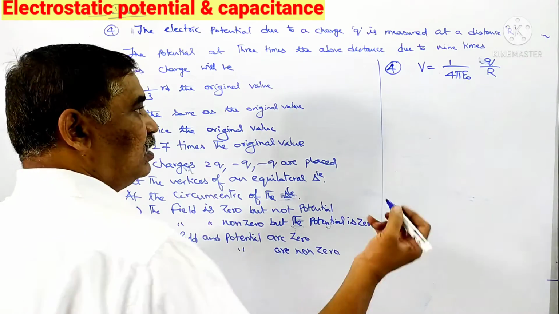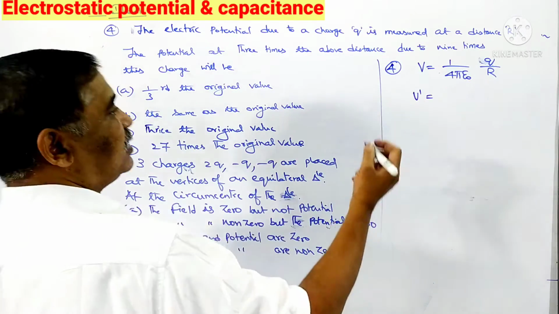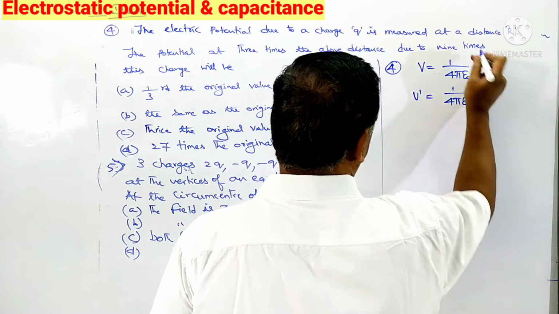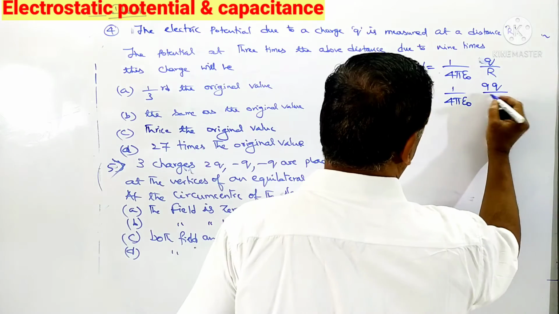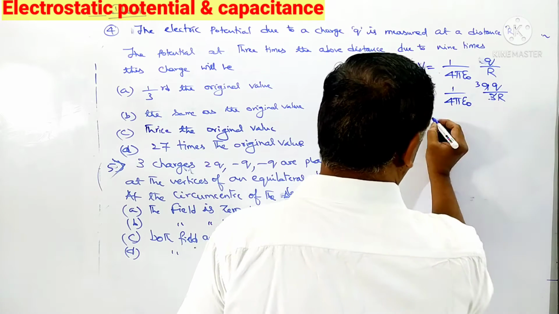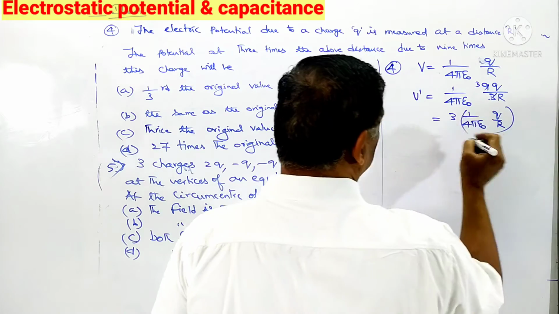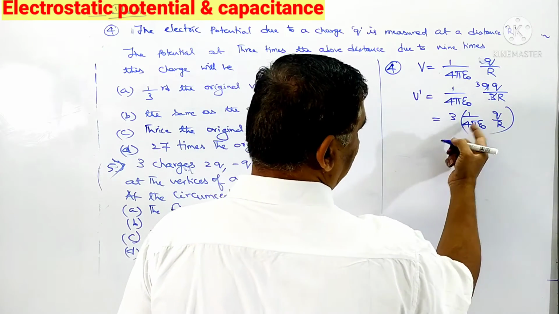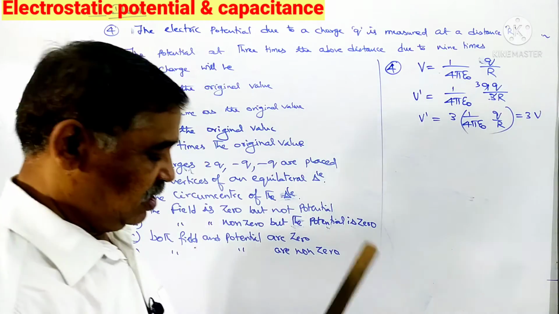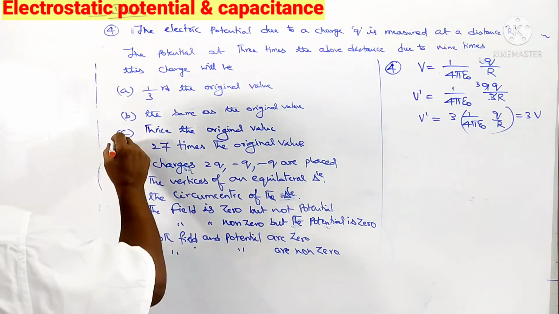Now what is given? The charge is changed to 9 times and the distance to 3 times. 1 by 4 pi epsilon naught remains as it is. The charge becomes 9Q, increased by 9 times. The distance is 3R, increased by 3 times. Just to simplify, 9 by 3 gives 3 times the same 1 by 4 pi epsilon naught Q by R. I replace 1 by 4 pi epsilon naught Q by R by V. So therefore, the new potential will be thrice the initial potential. So that is the answer. Here we find it in option C.